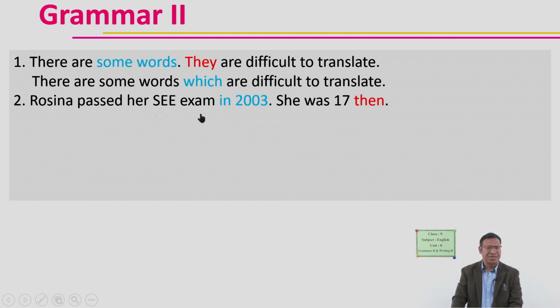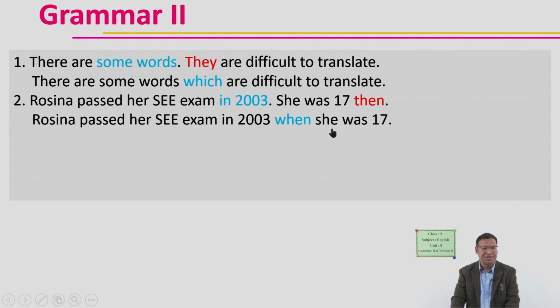Rosina passed her C exam in 2003. She was 17 then. This is the extra exercise for you: 2003 is a time, and it has been replaced by then. Therefore, how can you join? You can join with when, of course, because for time we use when.